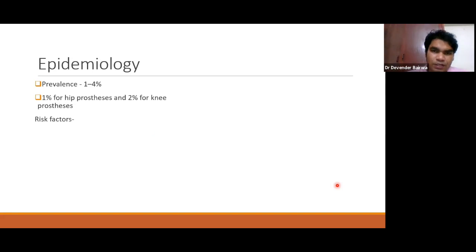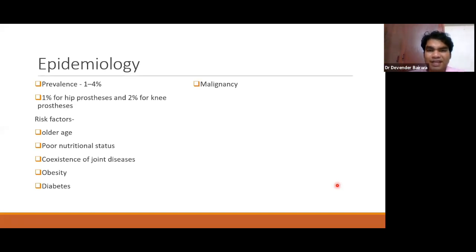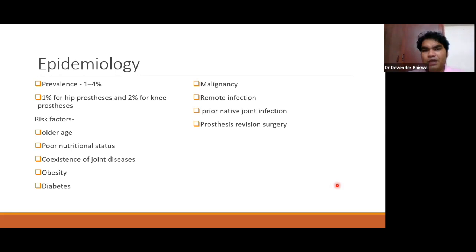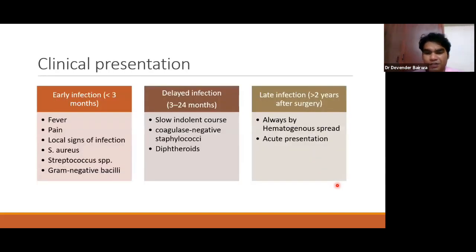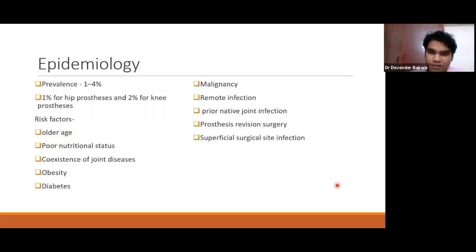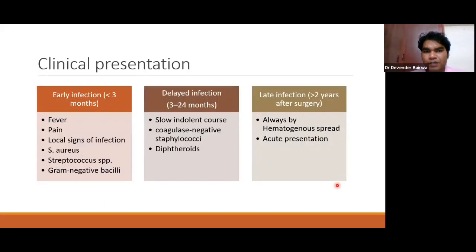Risk factors for prosthetic joint infection include older age, poor nutritional status, coexistence of joint disease, obesity, diabetes, malignancy, remote infection, and prior native joint infection. Also, if you are doing a prosthetic revision surgery, or there is a contiguous superficial surgical site infection. All these factors can increase the risk of infection of the prosthetic joint.